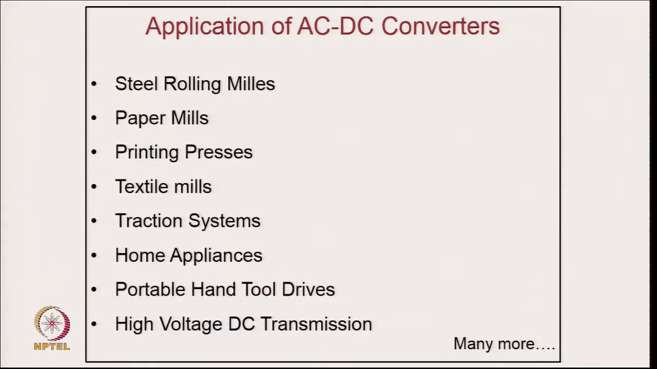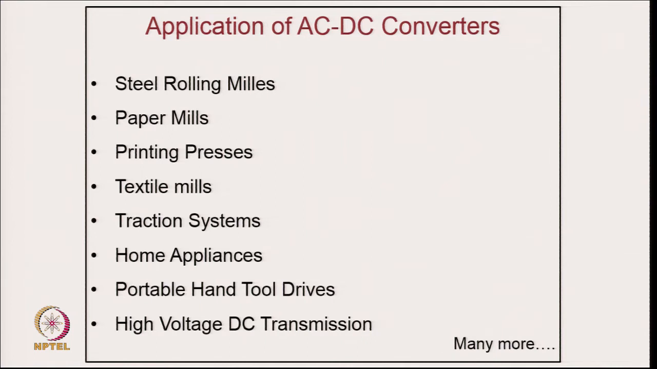These are some of the applications, and there are more where this equipment is used: steel rolling mills, variable frequency drives, paper mills, printing presses, textile mills, traction systems, home appliances, portable hand tools and, of course, HVDC, where we use AC to DC conversion and then further DC to AC conversion, and many more such examples.